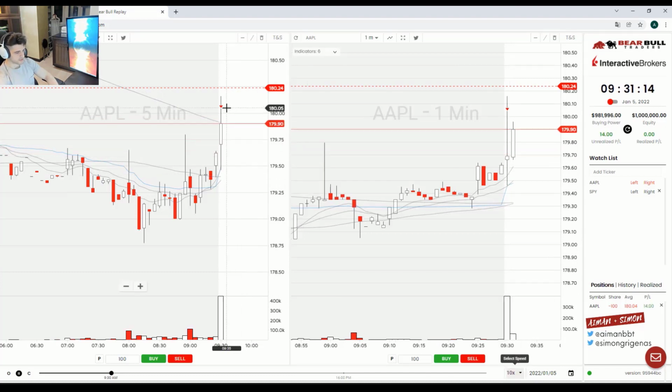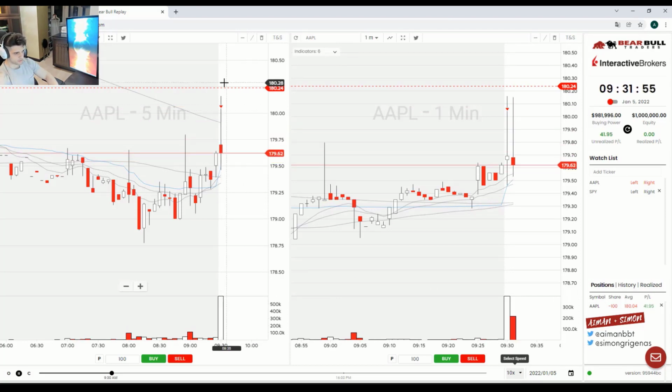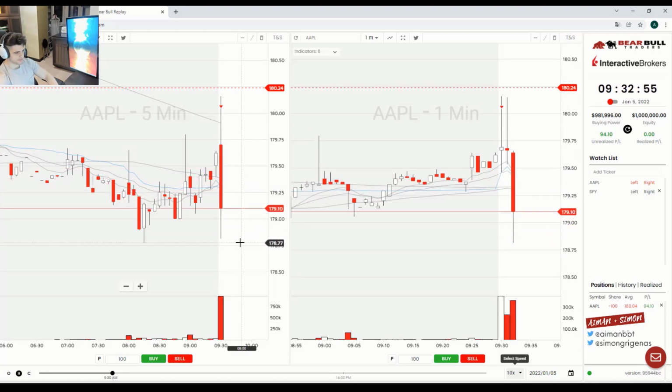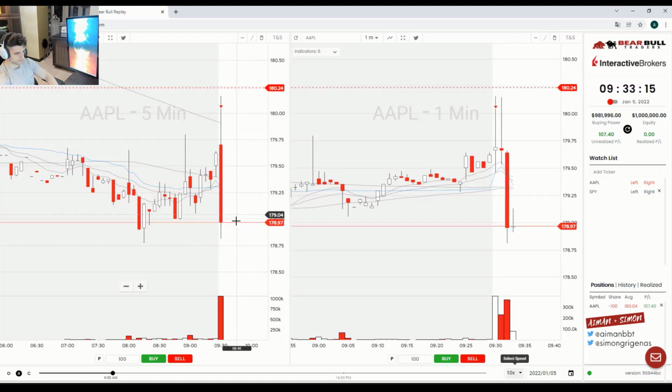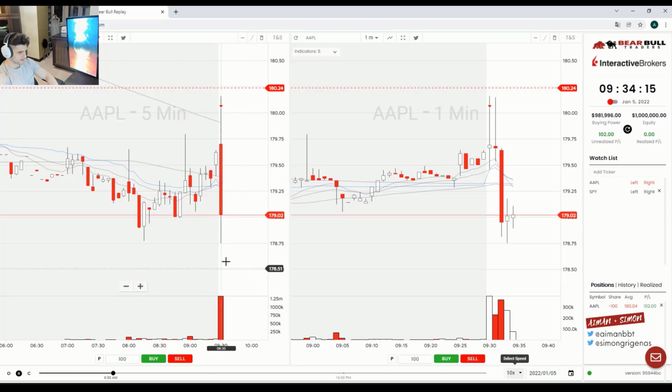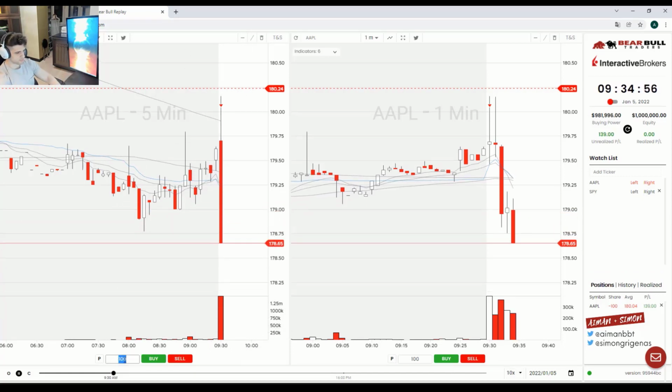Now that I'm filled in my position, all I'm doing is waiting for my target, or waiting to get stopped out. My stop loss is 25 cents. Usually what I'm going for in these types of trades is a 7 to 1. A 7 to 1 would be basically somewhere around $1.75. That would be my target.